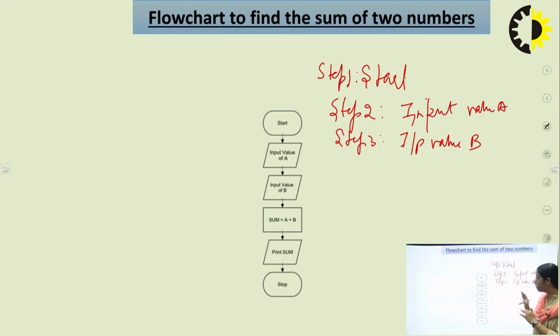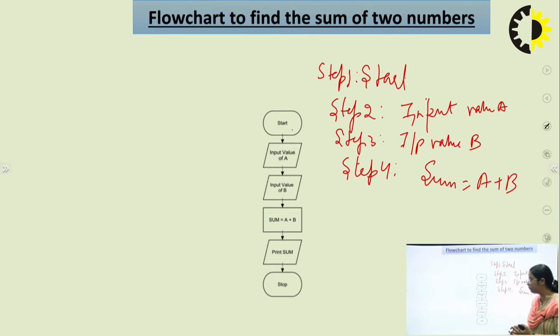Now compare. In the first step, we have the start symbol with an oval shape. Then we take the input with the help of a parallelogram. Then again we take the input, again using the parallelogram. Now in the fourth step, we do our computational task, sum equals A plus B. For computation or processing, which symbol do we use? The rectangle symbol.